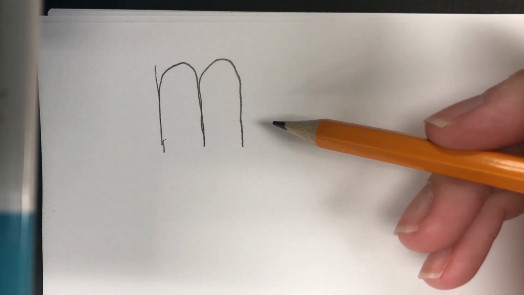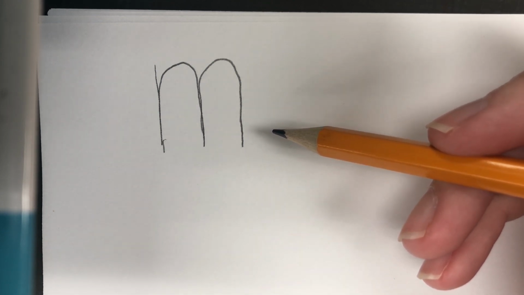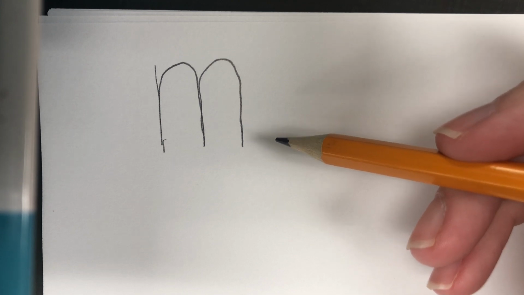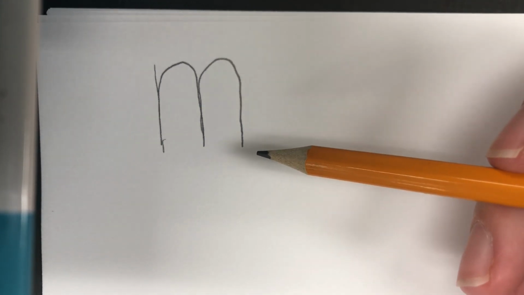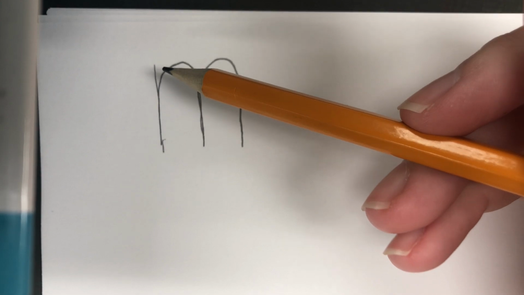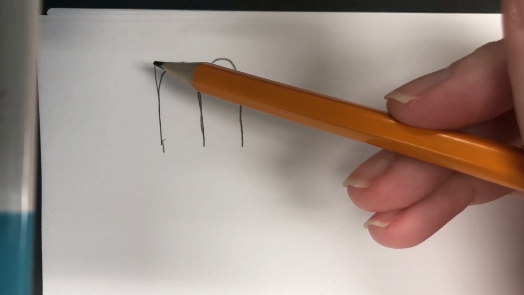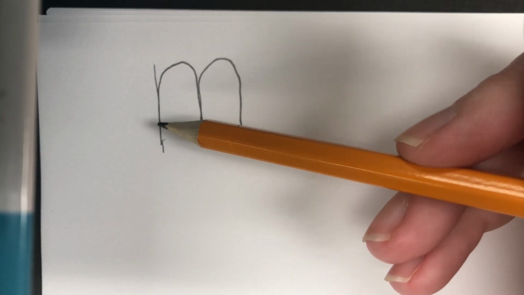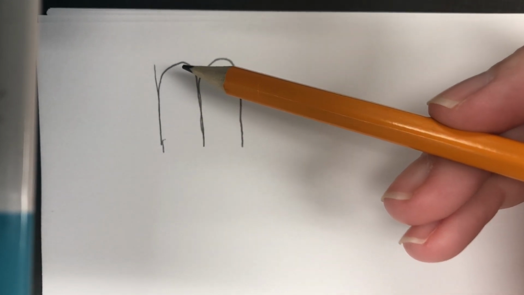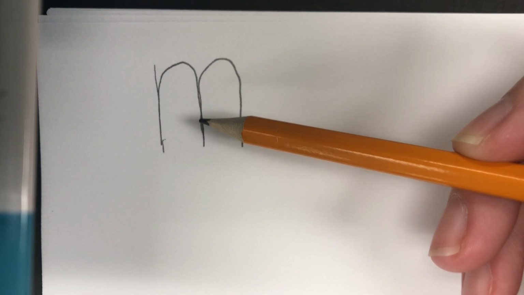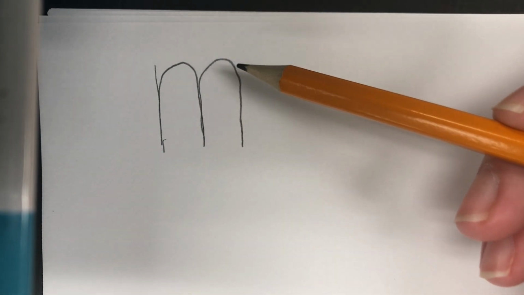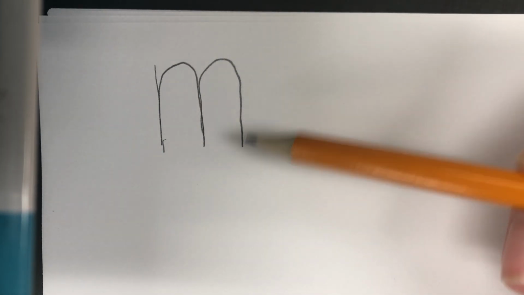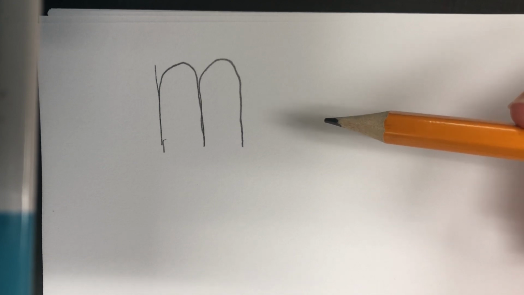Say M. Say M. Now pick up your finger. Your finger's going to be like your pencil, and we're going to start here, and everybody go down, then push up and over once, and push up and over again. What letter is this? I hope you said M.